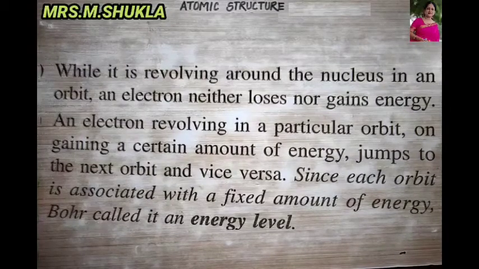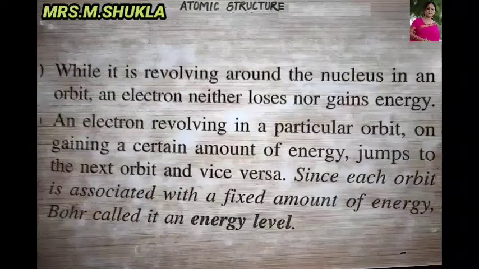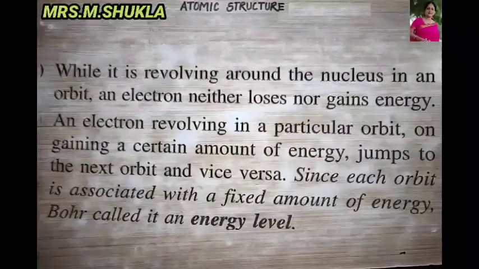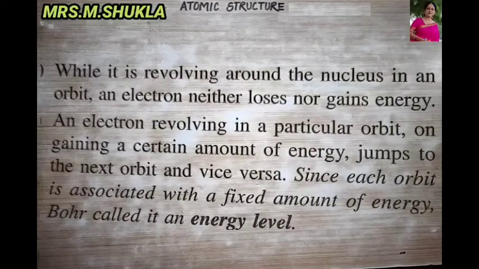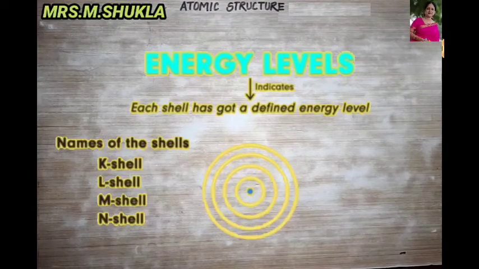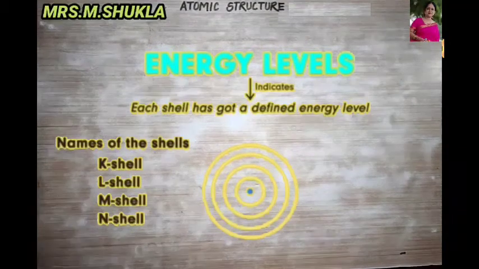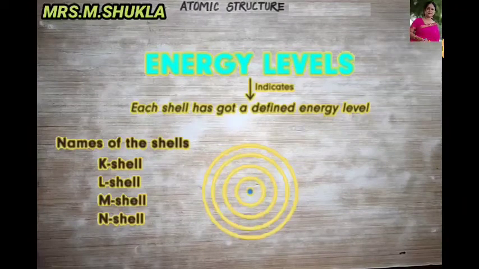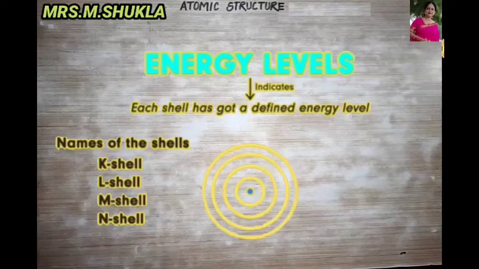Now, since each orbit is associated with a fixed amount of energy, as I told you, these shells or orbits are also called energy levels, and Bohr called them energy levels. Why? Again I repeat, because each orbit was associated with a fixed amount of energy. Till these electrons, while revolving round that orbit or shell, did not complete that fixed amount of energy, they were not able to jump to the next shell, and hence this explained the stability of the atom.